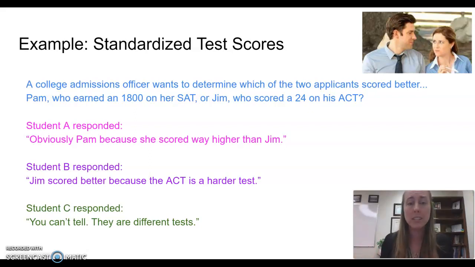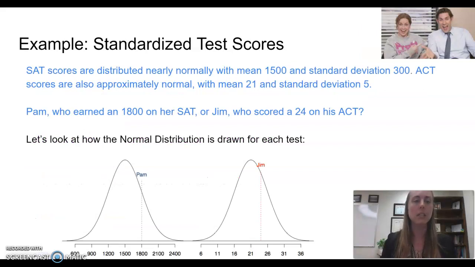So in school, we've been doing this a lot. We've been comparing things that are different. But now we're going to take a look at how we can compare different groups by standardizing the scores. So SAT scores are distributed nearly normal. The normal distribution looks like this beautiful bell-shaped curve that has an inflection point right at one standard deviation below the mean, and another inflection point right at one standard deviation above the mean.